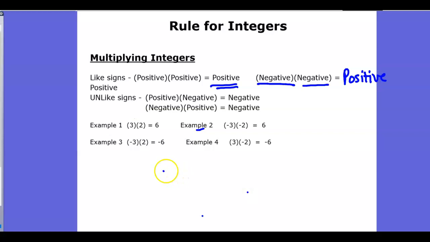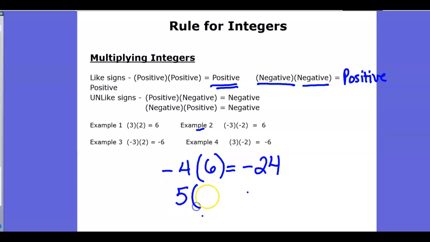If I took 2 other numbers and I took negative 4 times 6, and you'll see this in algebra, the parentheses, you won't use that multiplication sign as much anymore. So this is negative 4 times 6, which would be a negative 24. All right, our signs are opposite. But if I took 5 times a negative 2, okay, that would be negative 10.